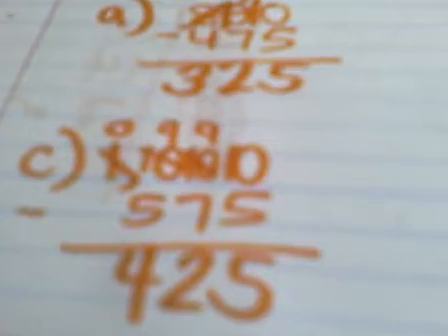So 425 is greater than 400. So C is another answer choice. So I'm going to circle C because it's greater than 400. Let's check D.